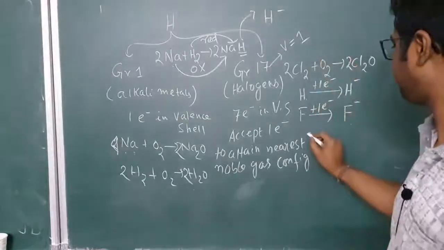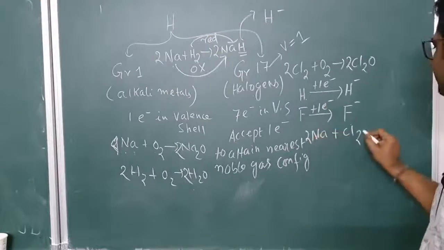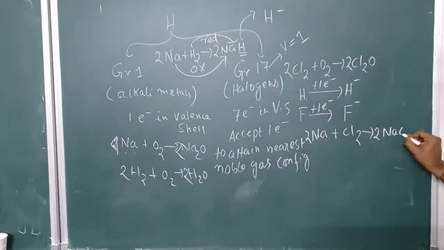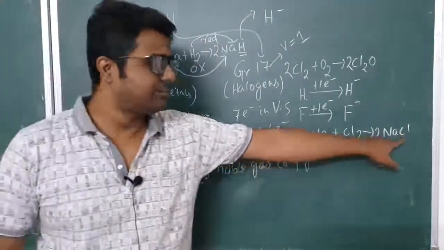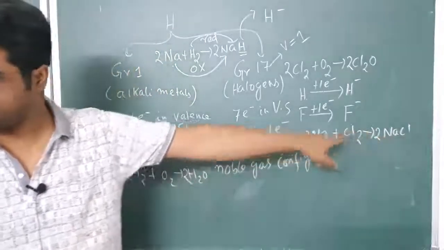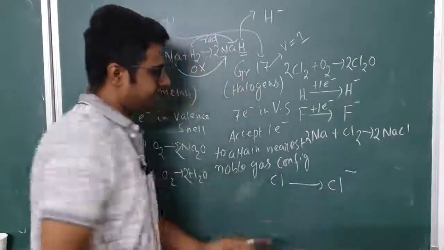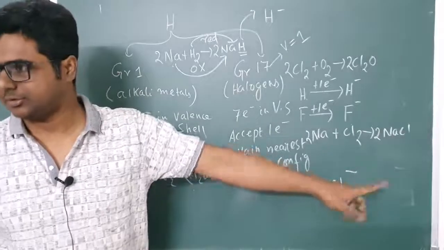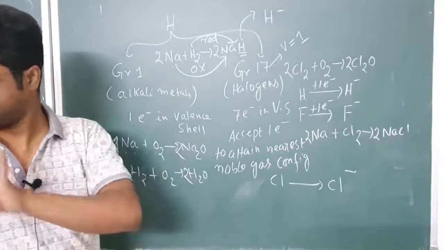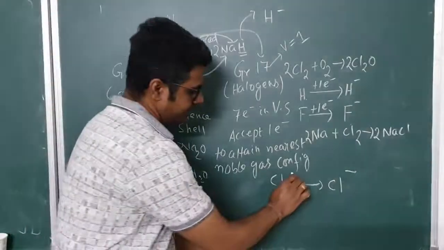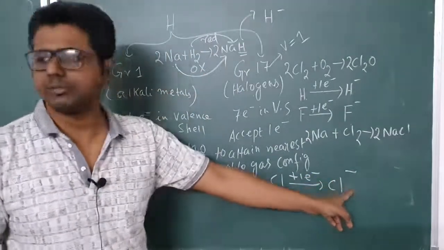Let's take this one. Sodium plus chlorine. Here this has become chloride. So how does chlorine form chloride? Cl has transformed to Cl minus. So there is an increase of negative charge, so an electron must have been added. Accepted, correct, no problems. So one electron. Chlorine accepted one electron and became Cl minus.